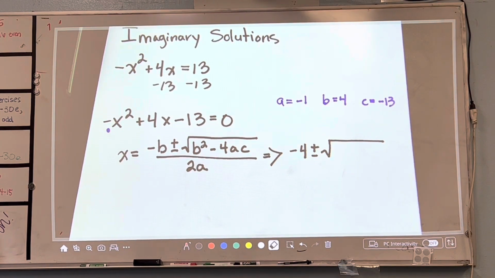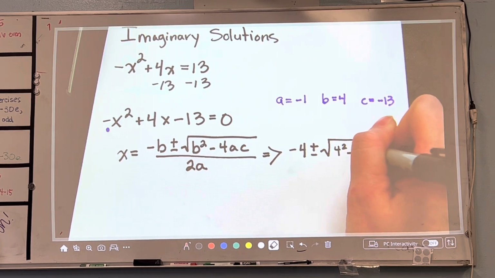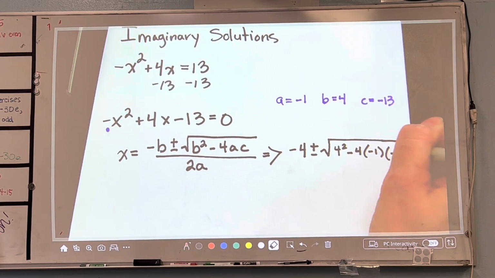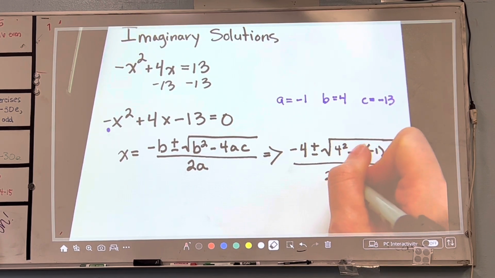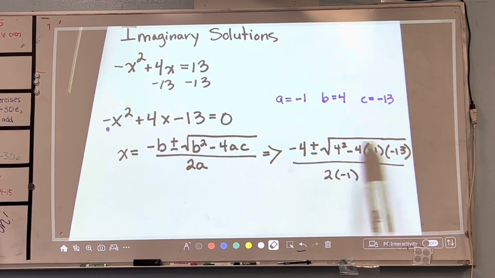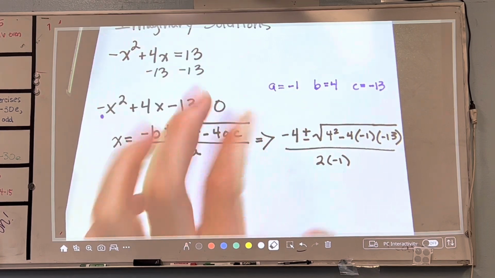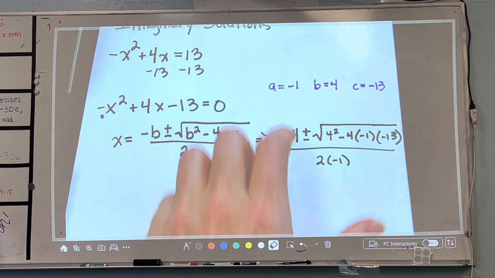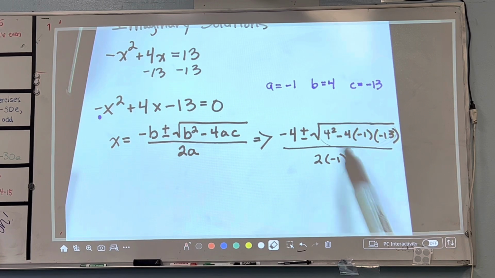Alright, so b squared, that'd be 4 squared minus 4 times A times C, all over 2 times A. Now this under here, I don't want you to just type all this in your calculator. I want you to do this work. You can type it in your calculator and put that in there, that's fine, but I want to see that you know how to simplify these.